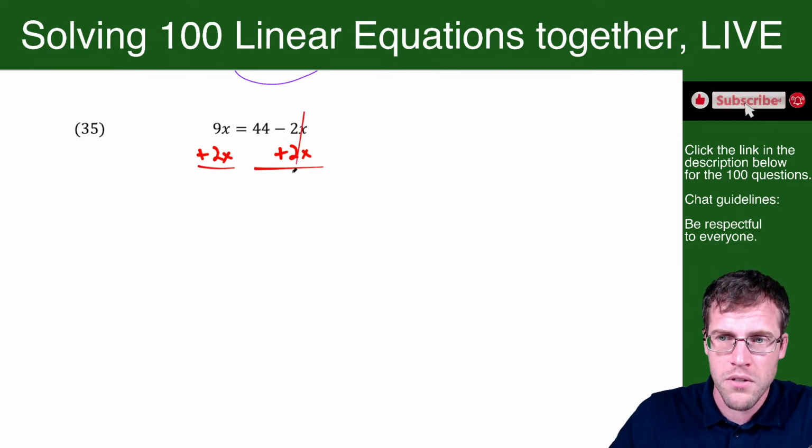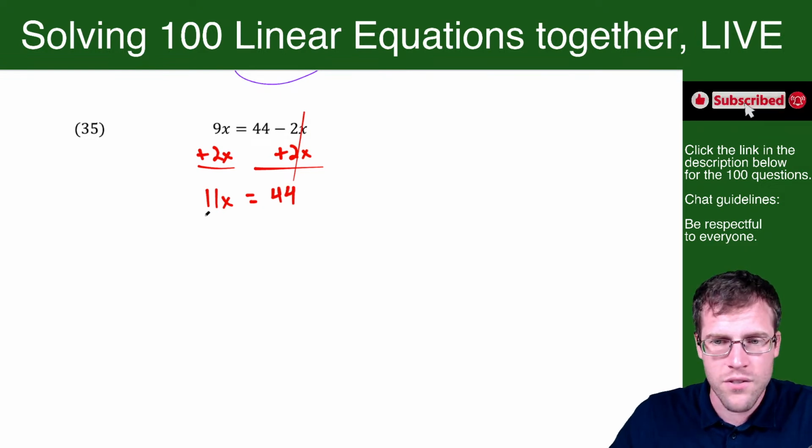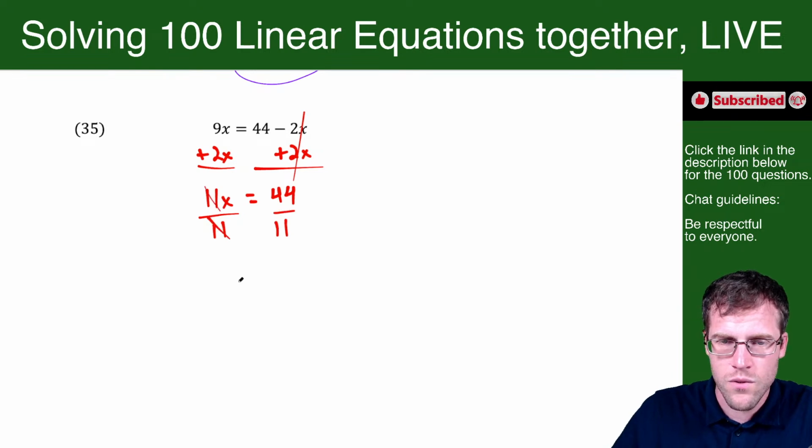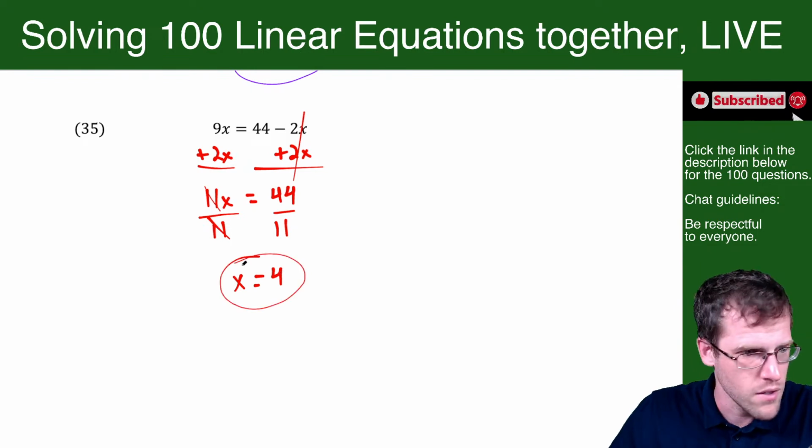So minus 2x plus 2x cancels, and then 9x plus 2x is 11x, and this is equal to 44. So now just divide both sides by 11, and you're going to have x equals positive 4. Okay, so 35, x should be equal to 4.